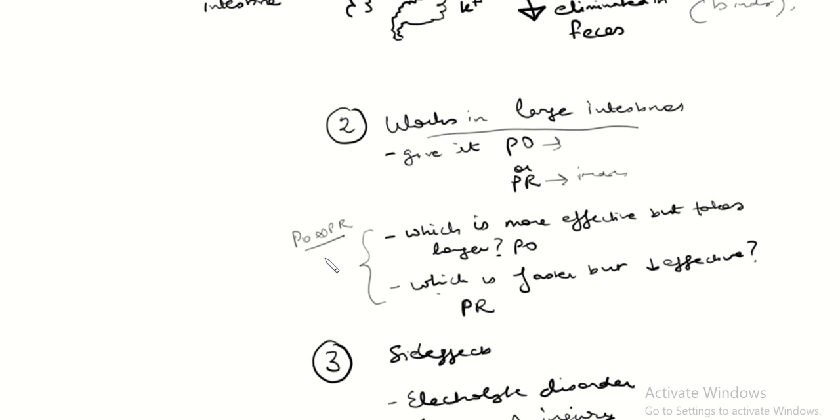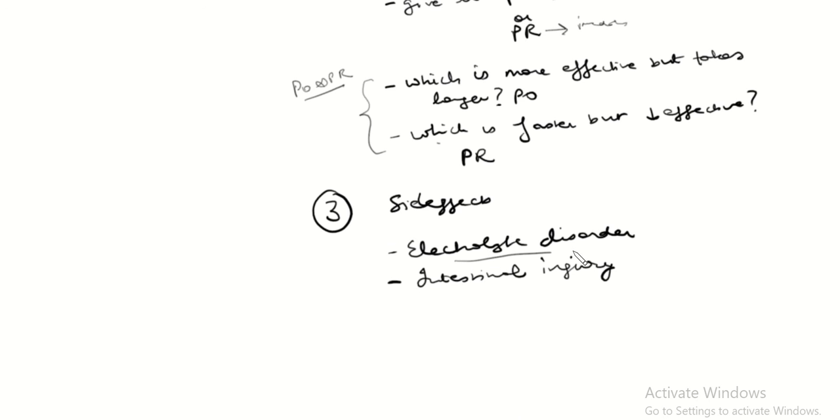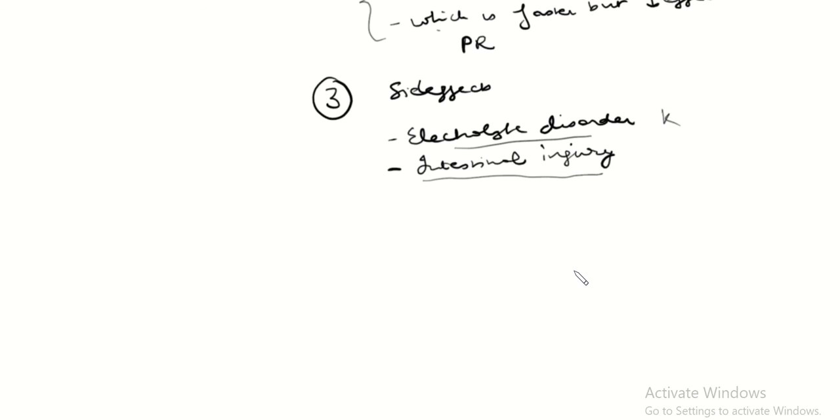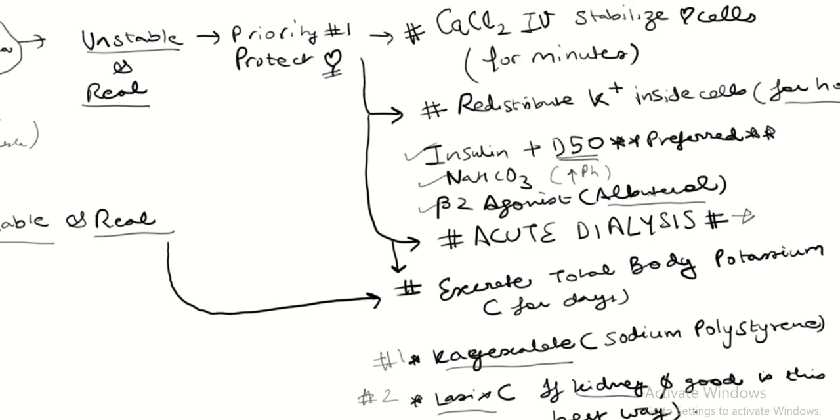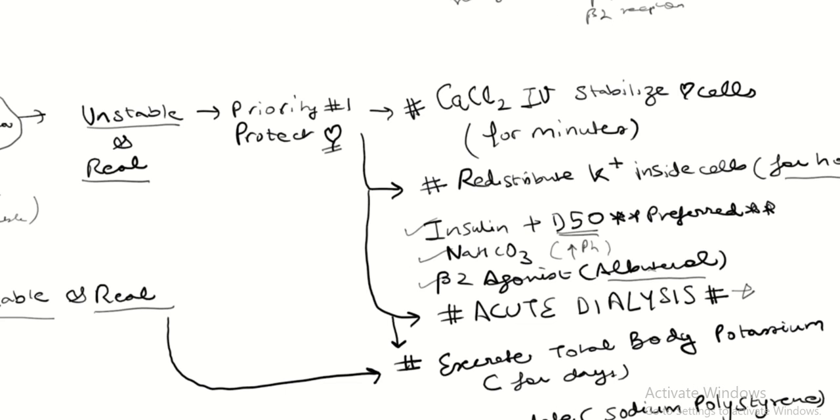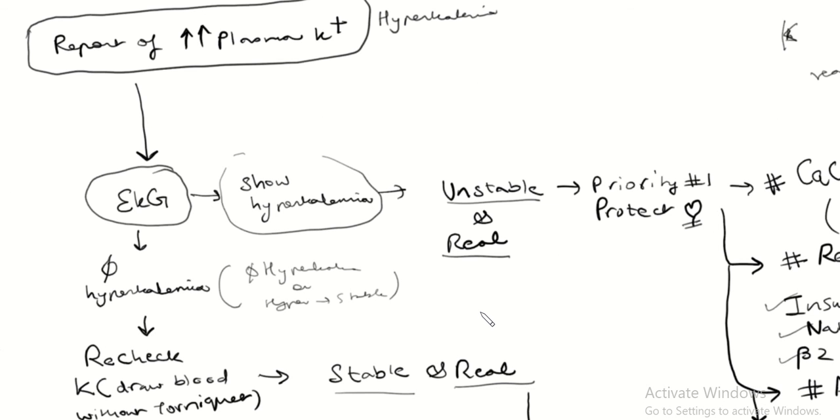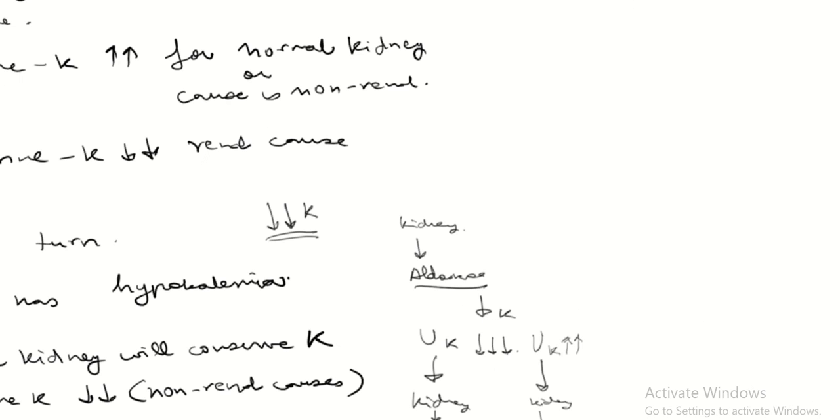Okay? Side effects: electrolyte disorder, all these electrolytes moving in and out. Keep an eye on the potassium. And again, because it works on the intestinal level, there's intestinal injury and a chance for that. Okay? You guys see this? Whenever you see a patient scenario with hyperkalemia, follow this protocol and you will have the right answer. Clinically, and on the tests. Okay?